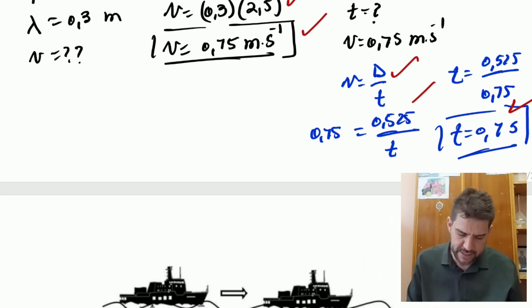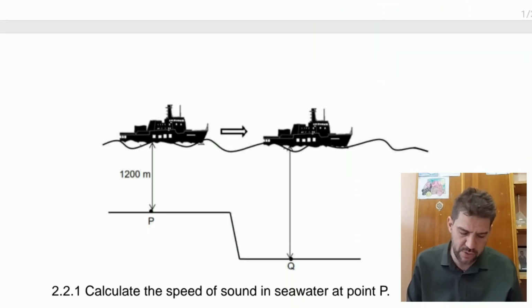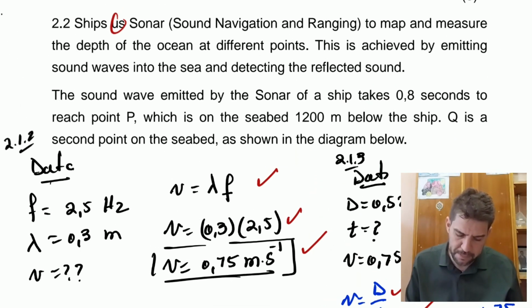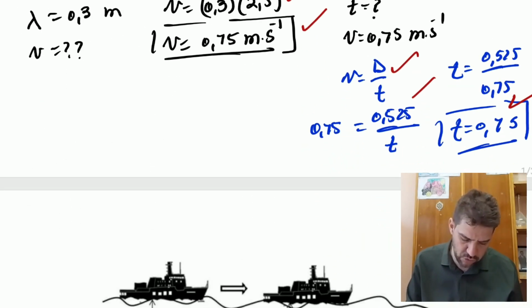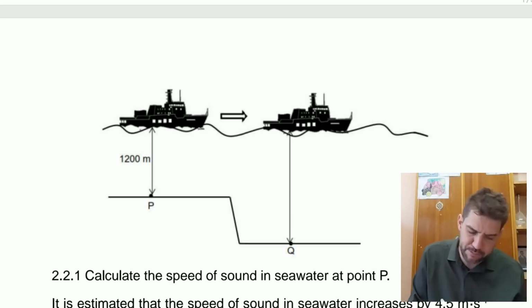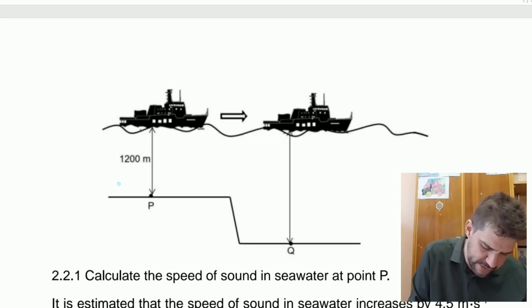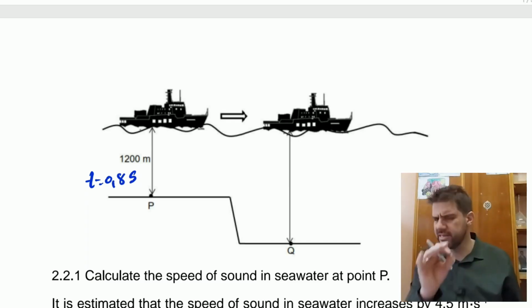We're going to see the picture is here, and we're going to start writing the data there. So the sound wave emitted by sonar of the ship takes 0,8 seconds to reach point P. So the time to reach that point P, guys, we're going to write it here, the time is equal to 0,8 seconds.